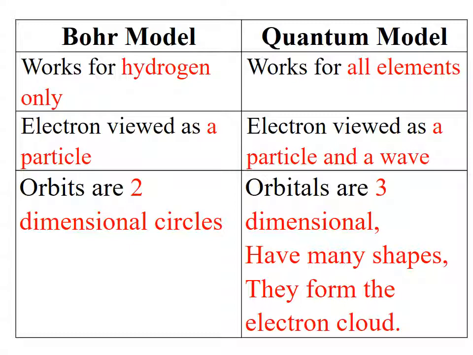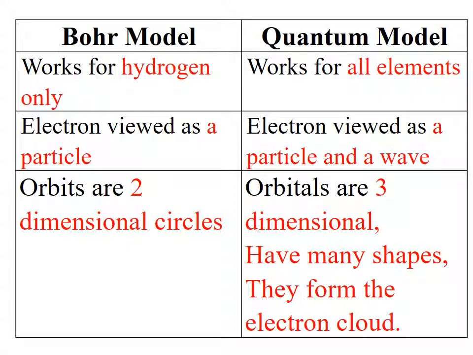In the quantum mechanical model, we don't call them orbits anymore. We call them orbitals. See how there's AL at the end of that? Orbital, orbital, orbit, orbit and orbital. So we're changing the name a little bit to try to make a differentiation between those 2-dimensional circles. Orbitals are 3-dimensional.